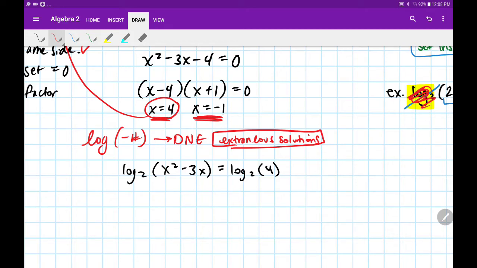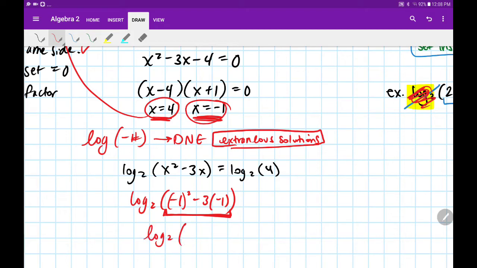Okay, so now let's plug in negative 1. So we have log base 2. If we plug in negative 1 here, I get negative 1 squared minus 3 times negative 1. I need to make sure that this doesn't turn into a negative number or 0. So that would become log base 2 of, well, negative 1 squared is positive 1. And then negative 3 times negative 1 is plus 3. So again, I have log base 2 of a positive number, so that checks out.